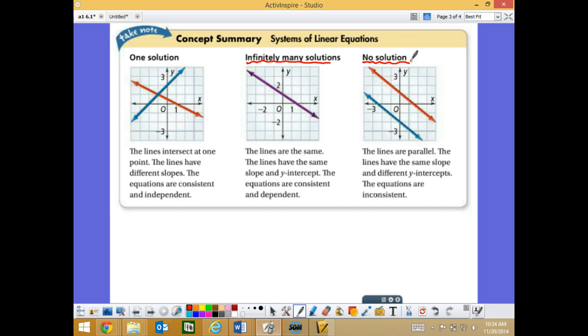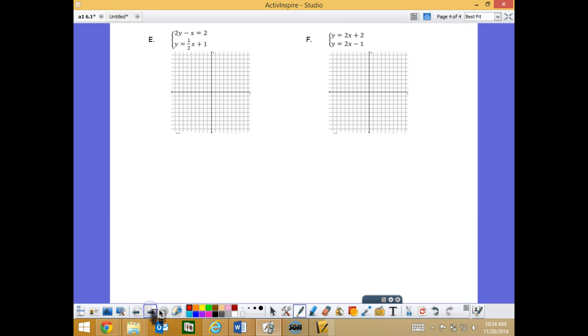If they intersect in one place, then we have one solution, and it's an ordered pair. It's that point of intersection like we had in the first four examples. But then we could run into some special cases also. So we're going to look at the next two examples, which are examples of these special cases.